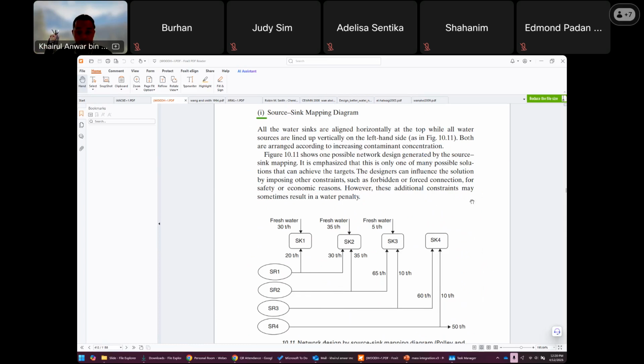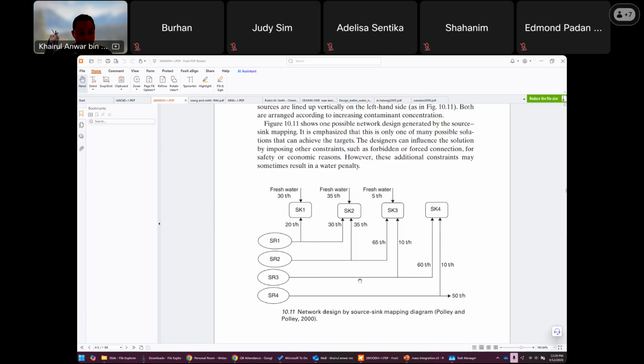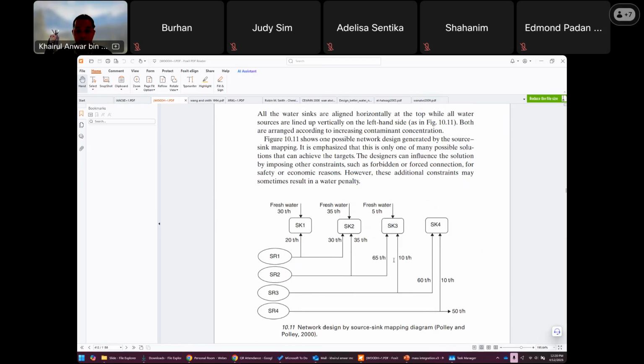However, this additional constraint may sometimes result in a water penalty. Water penalty means you require more fresh water than the target, which is how much? 75. So in order to make it less complicated, this is quite a complicated network. To reduce the complication, we need to add some water penalty, meaning to increase the fresh water.